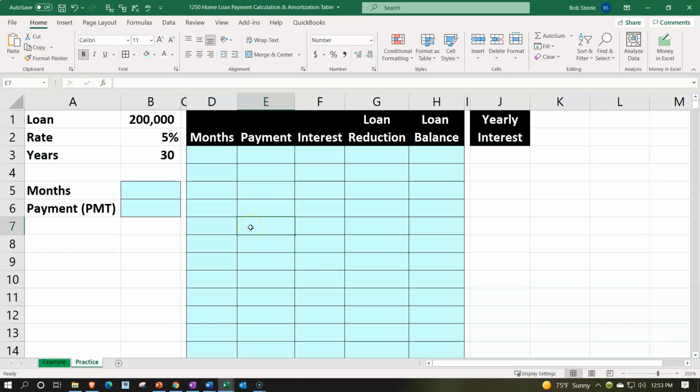Here we are in our Excel worksheet. If you have access to the Excel worksheet and would like to follow along, note that we're down here in the practice tab as opposed to the example tab, the example tab in essence being an answer key. We have the information on the left-hand side. Going to populate that into the blue area on the right-hand side. We're going to do the loan payment calculation as well as an amortization schedule.